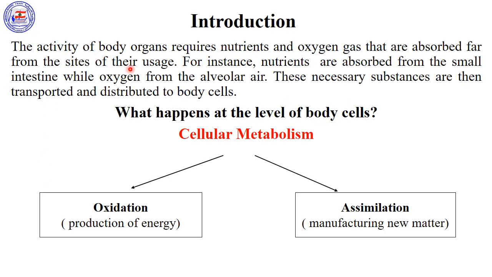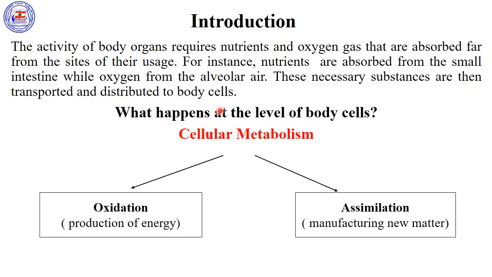The activity of body organs requires nutrients and oxygen gas that are absorbed far from the sites of their usage. For instance, nutrients are absorbed from the small intestine directly after digestion, while oxygen is obtained from the alveolar air. These necessary substances, the nutrients and the oxygen, are then transported in the blood and distributed to body cells.